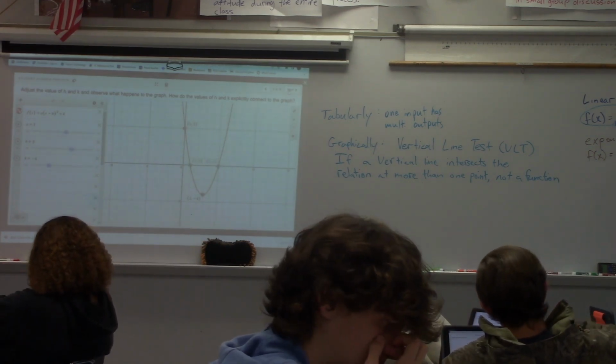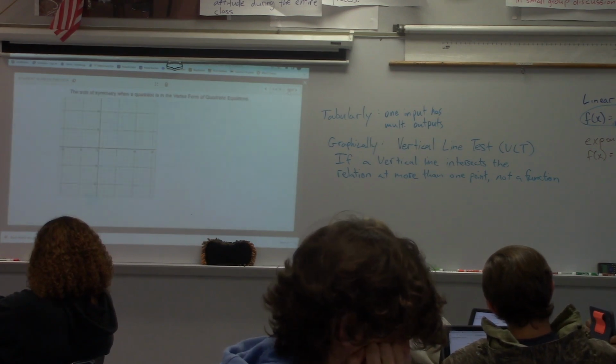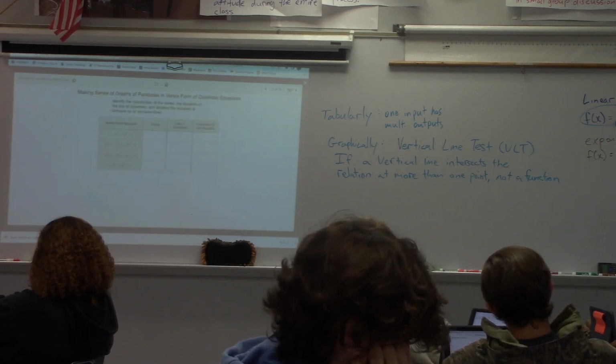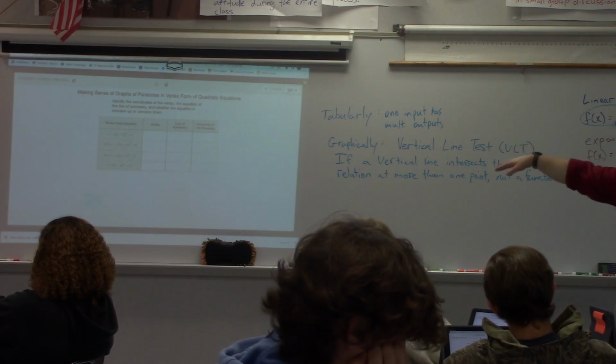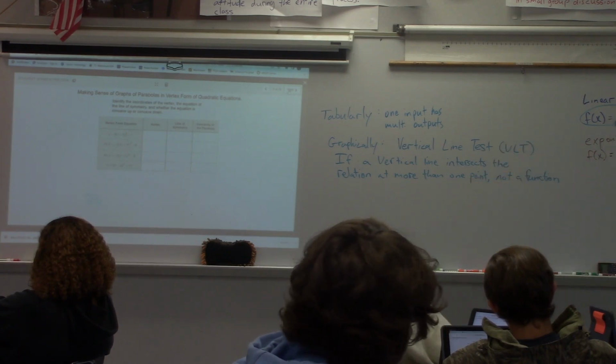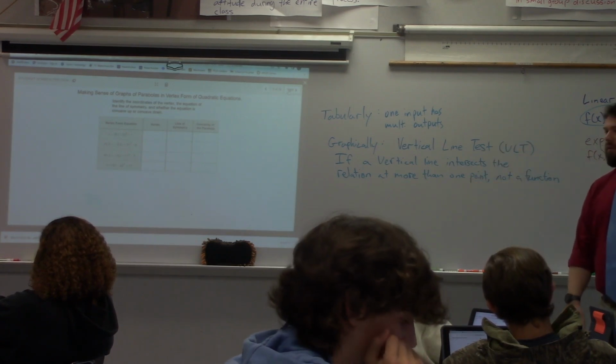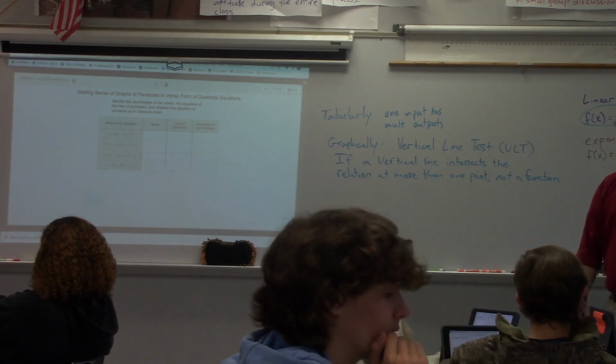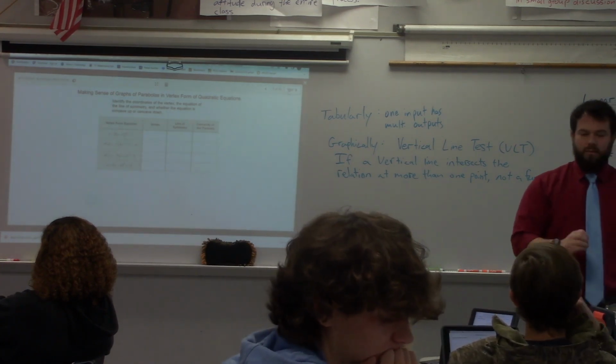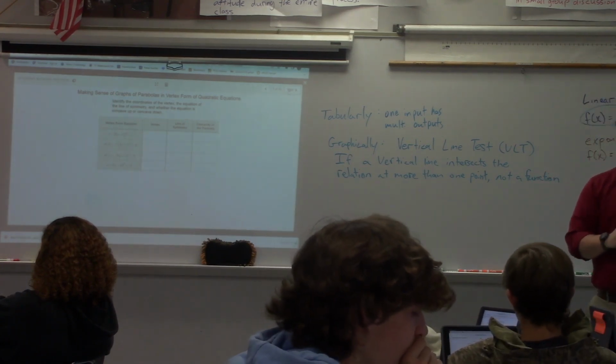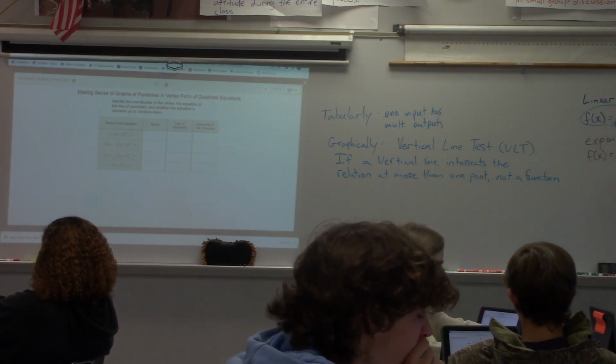When you get to the end of the vertex form, right here, you'll see a table where you can actually enter the values. This is the same exact table that's at the bottom of that page. Okay? So we're going to work on identifying these different features through this exploration. What are your questions about the exploration?